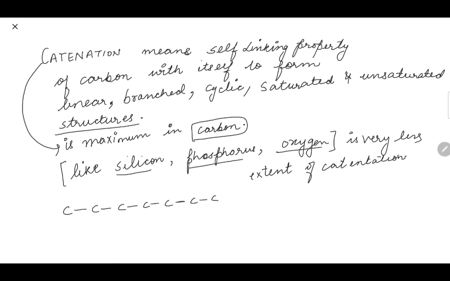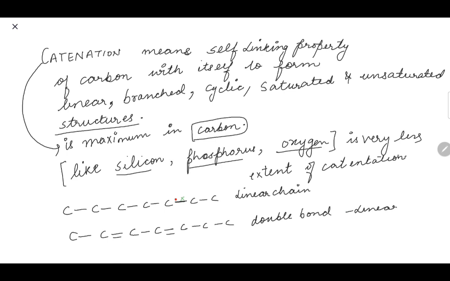This single line represents a single bond, whereby one electron belongs to one carbon and the other electron belongs to another carbon. So carbons join to form straight chains. This is a linear chain. In the linear chain, carbon can combine with itself not just by forming single bonds, it could at different places form double bonds also. So it has a double bond linear chain. There could be a triple bond also in the linear chain.